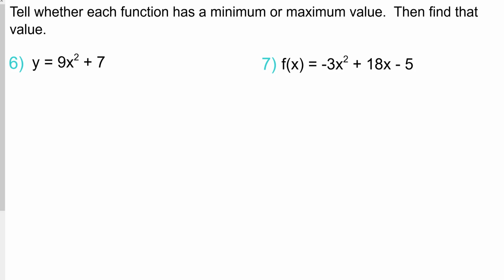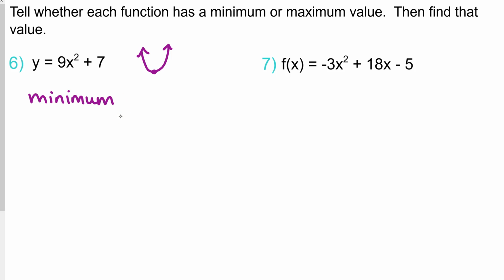We're going to do a couple more examples. This one says, tell whether each function has a minimum or maximum value. Then find that value. So remember, it depends on whether it opens up or down. And for number 6, we have a positive leading coefficient, so the parabola opens up. So the vertex is going to be the minimum point. And so this one has a minimum.